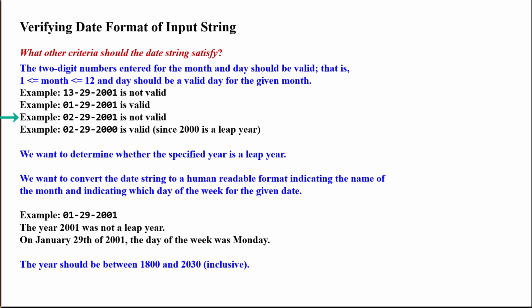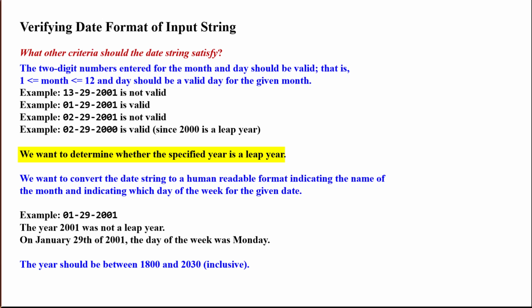02-29-2001 would not be valid because 2001 was not a leap year, and we know if you're not in a leap year, February does not have 29 days. Lastly, 2/29/2000 is valid because 2000 was a leap year. What other criteria does the string need to satisfy?